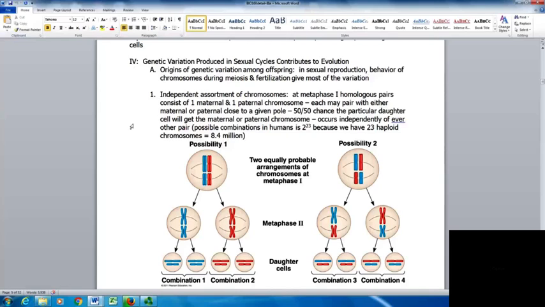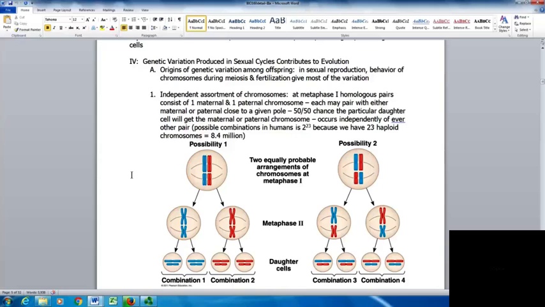You've got a 50-50 chance that each particular daughter cell will get the maternal or the paternal chromosome. So here you've got a 50-50 chance of getting the maternal or the paternal. Again, at this one you have a 50-50 chance of getting the maternal or the paternal. So this is going to occur independently for every pair. So the possible number of combinations in humans, you've got 2 possibilities for each pair, and you have 23 haploid pairs. So that's 8.4 million possible combinations of the chromosomes.